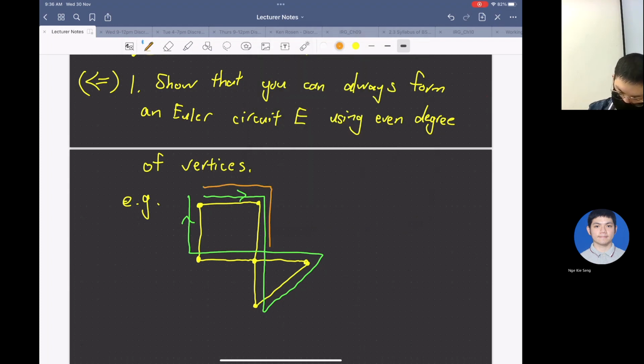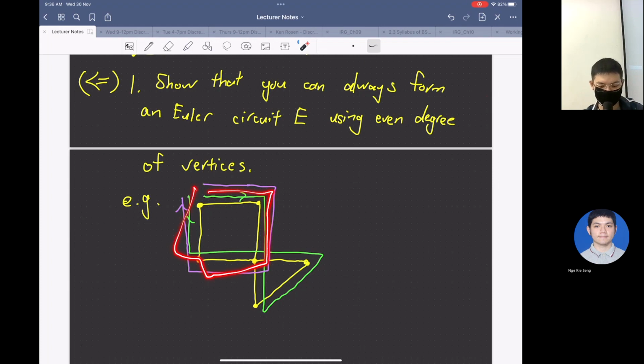So something like maybe. Okay. This one is also an Euler circuit. I mean, the Euler circuit corresponds to these four vertices here because you use up four of these. Okay.